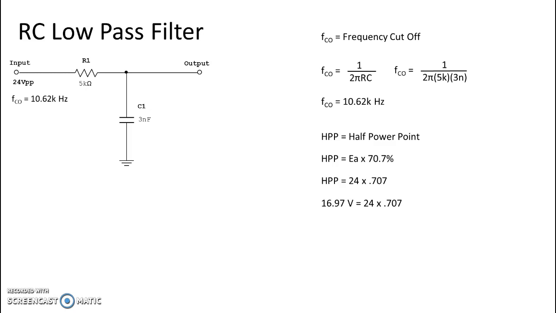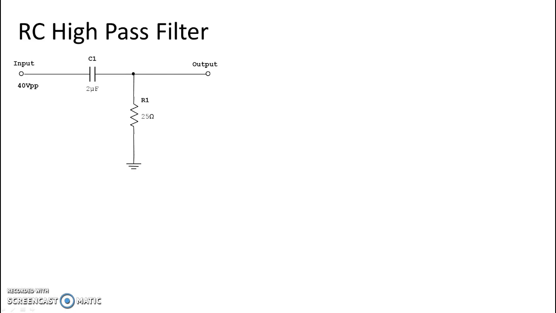So as frequency goes down, that voltage will go up at the output. And as frequency goes up, that voltage will go down. And once you go below 16.97 volts, you no longer have an effective filter because the voltage output is not effective anymore. It is below that threshold. All right, and that's it for RC low pass filters. We're going to roll right into high pass filters, actually.